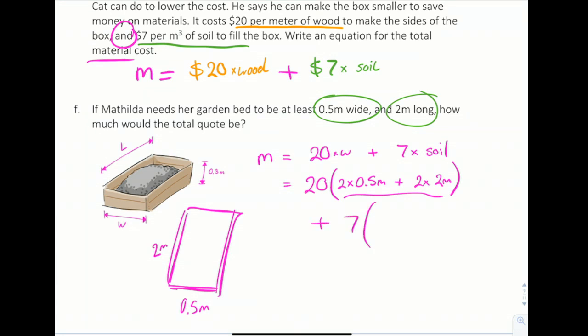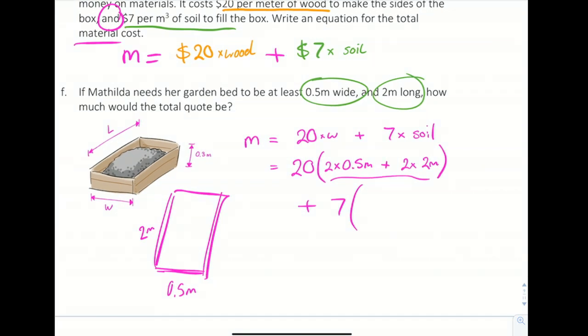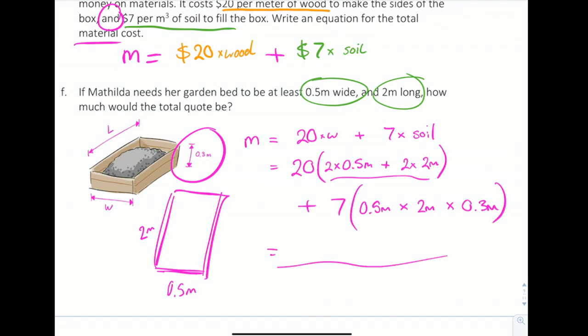Plus the soil, which is going to be filling that volume, right? So that volume is going to be width times length times height. So let's put that together. So it's 0.5 meters wide. It is 2 meters long, and the diagram here I'm giving to you tells you it is 0.3 meters tall. And you basically calculate all that out, which I don't have time for, but I'm sure you can solve that much.